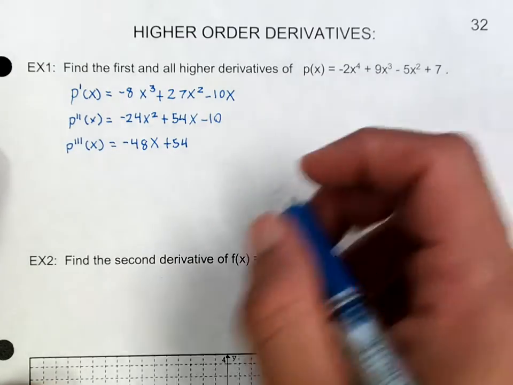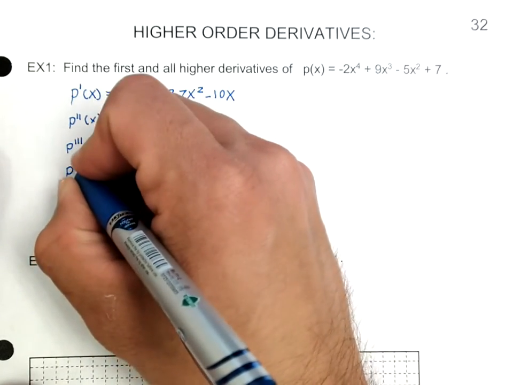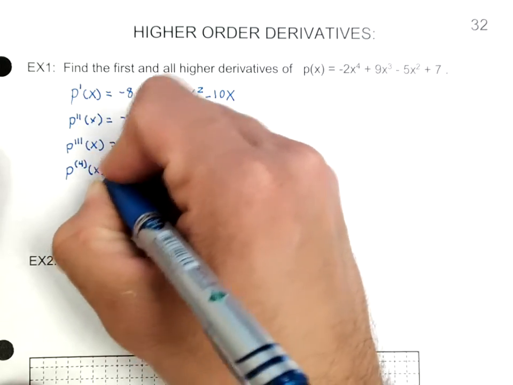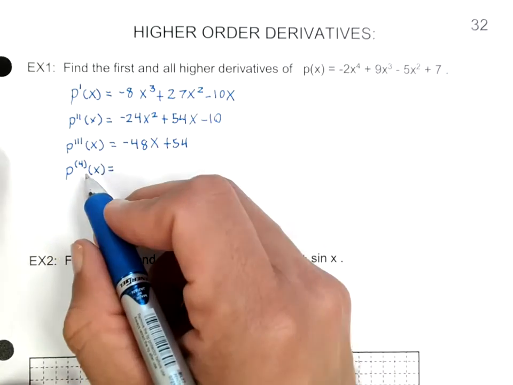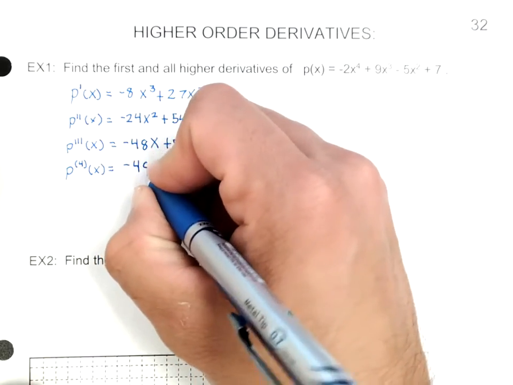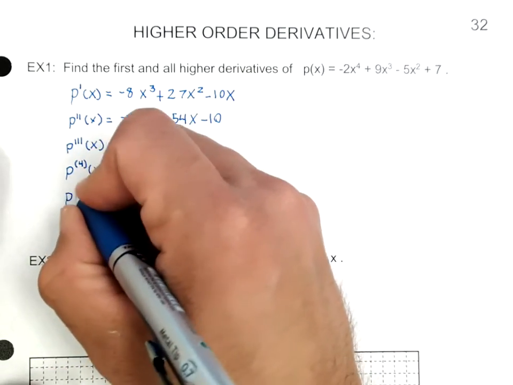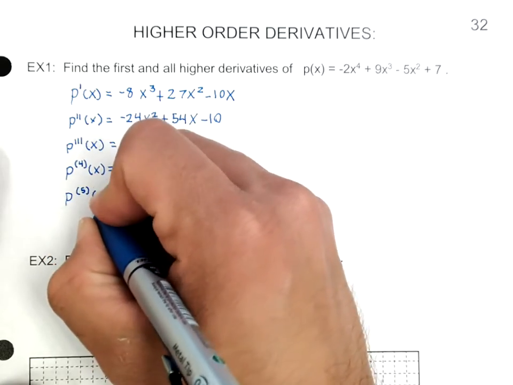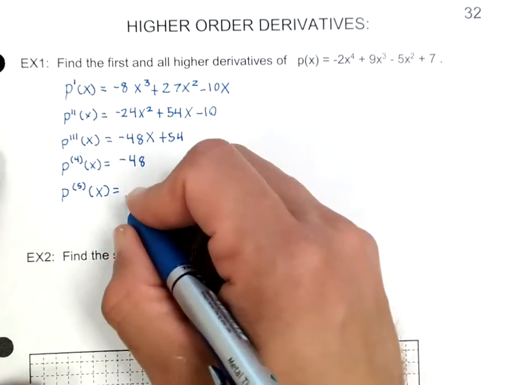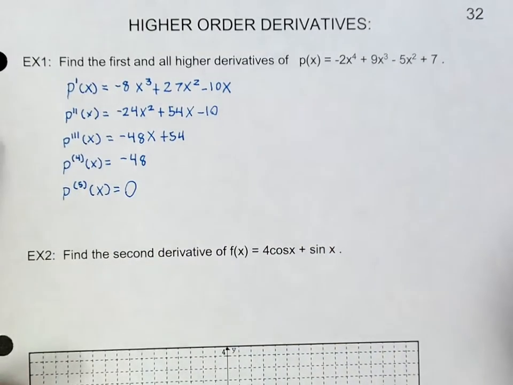And then now I'm going to take the fourth derivative, and I'm going to use this notation right here. That would be the fourth derivative. So that would be negative 48, excuse me. And finally the fifth derivative would be the derivative of negative 48, which is 0. Okay, so that's all it means when it's asking you for the second derivative. Well, just take the derivative of the first derivative.